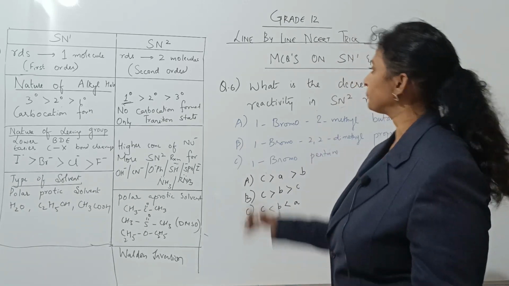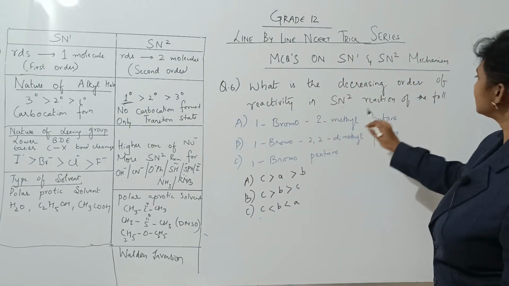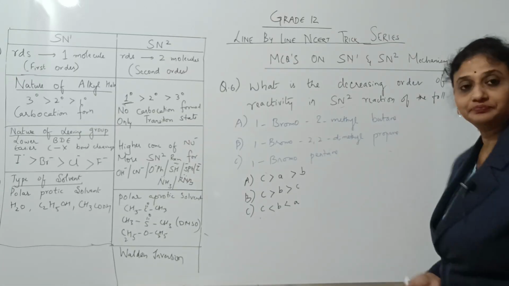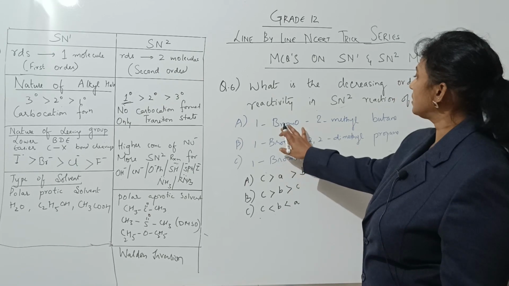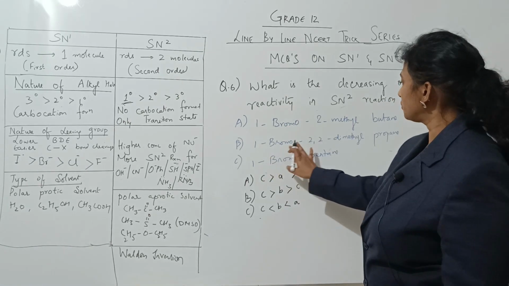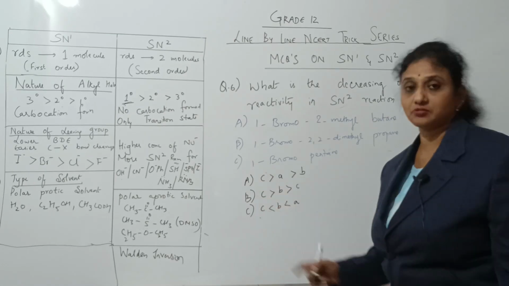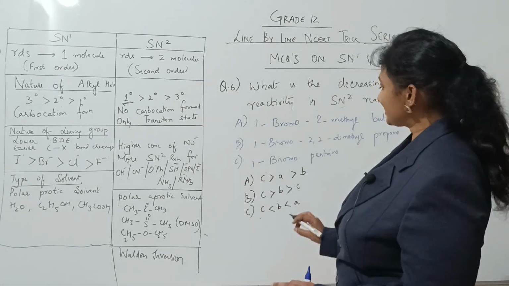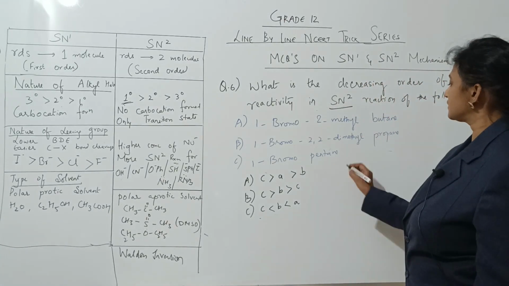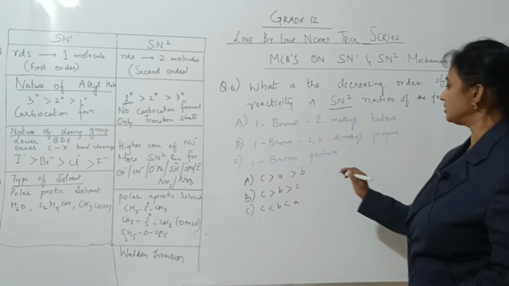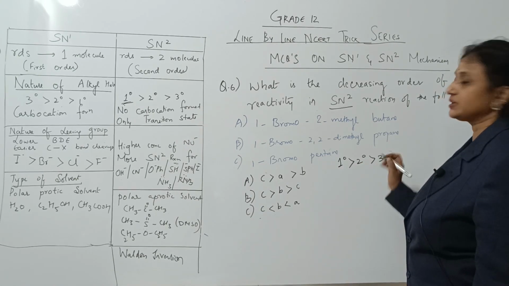Let's answer the question. What is the decreasing order of reactivity in SN2 reaction of the following? They have given me 3 compounds: 1 bromo 2 methyl butane, 1 bromo 2,2 dimethyl propane, and 1 bromo pentane. They have given me 3 orders, and I have to just tick which is correct. First of all, in SN2 mechanism, what is the order? 1 degree is more preferred than 2 degree, more preferred than 3 degree.